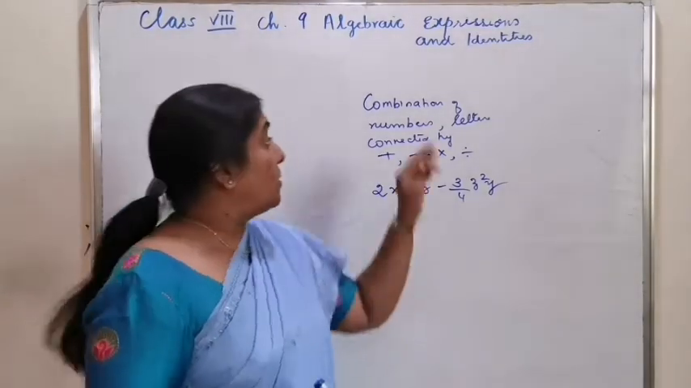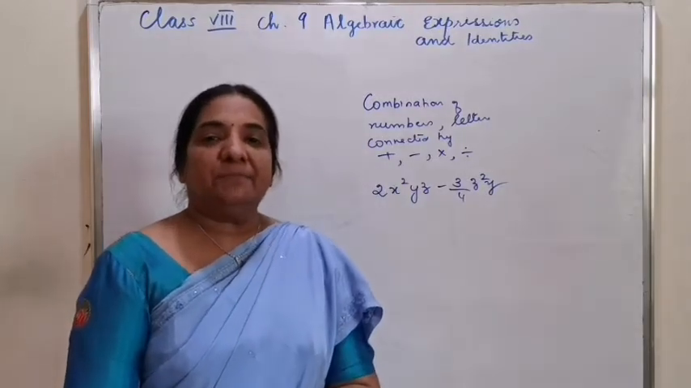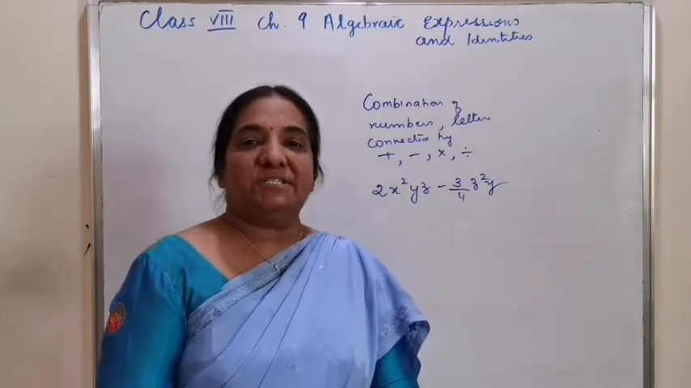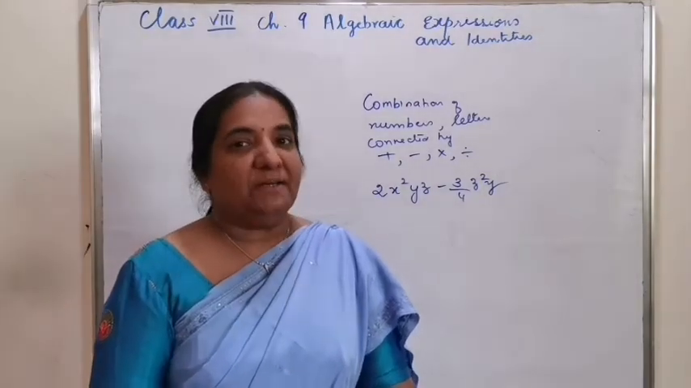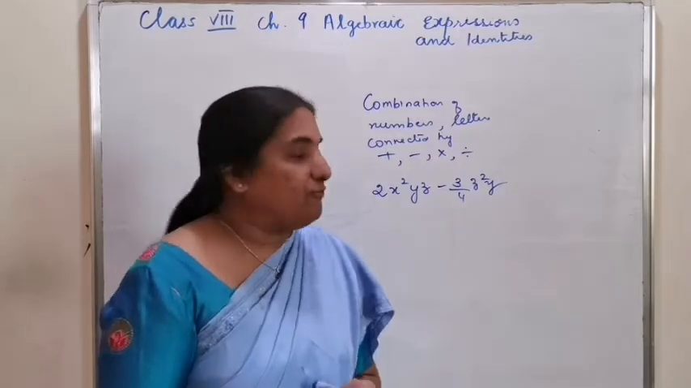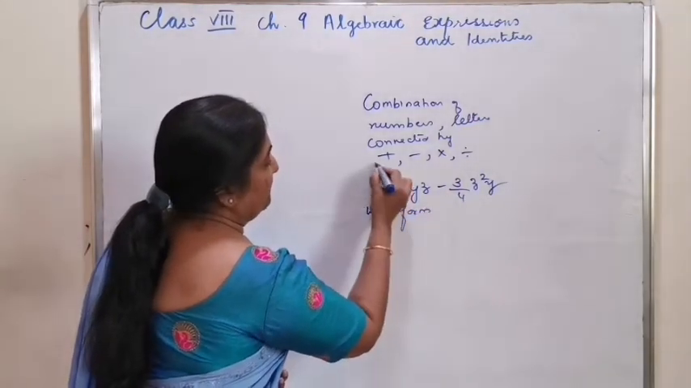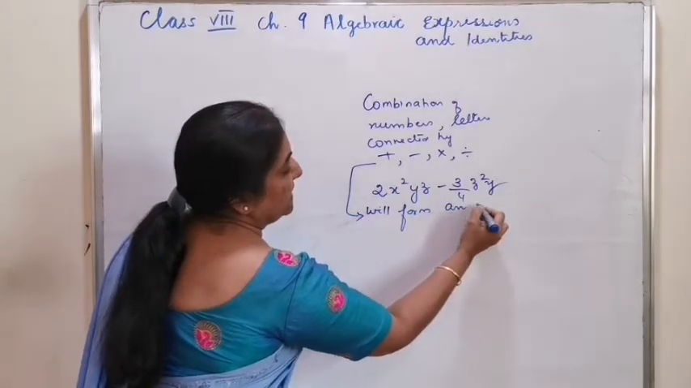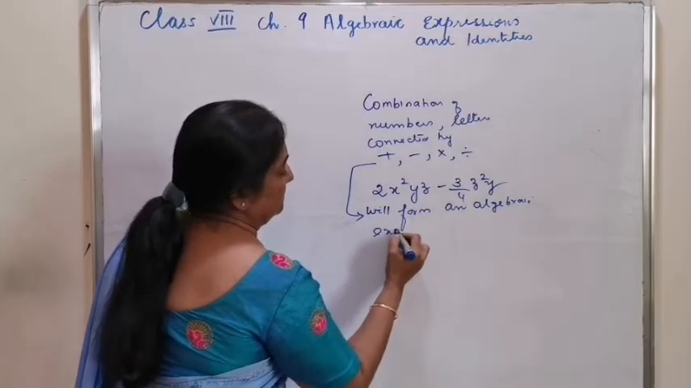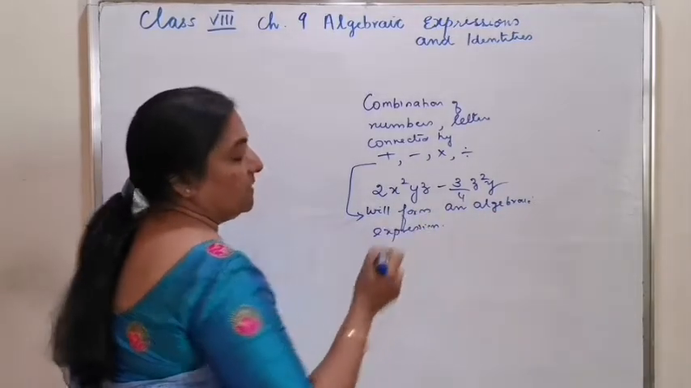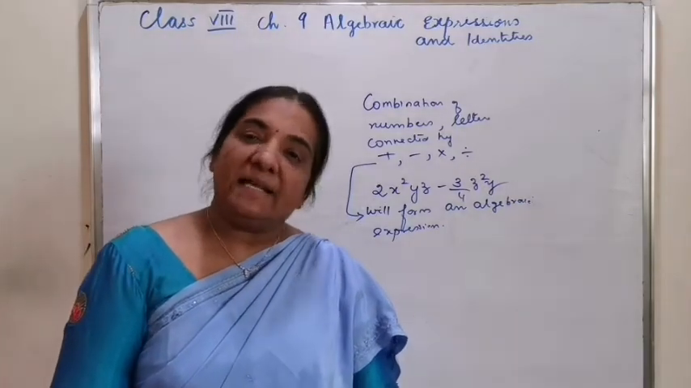Thus, a combination of numbers and letters connected by the 4 fundamental operations in maths as addition, subtraction, multiplication and division will form an algebraic expression. You can have as many letters in that expression.